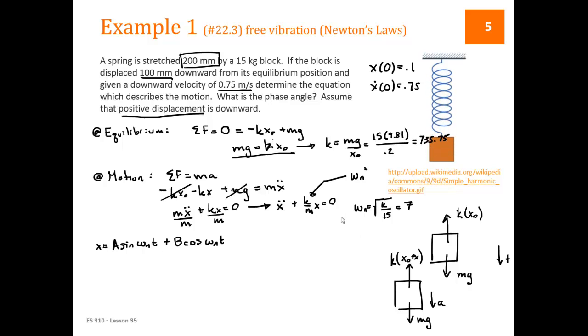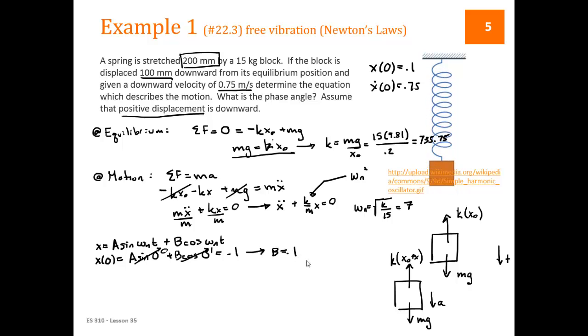So at time equal to 0, x is 0.1. So x of 0 is equal to a sine of 0 plus b cosine of 0, which is equal to 0.1. Cosine of 0 is 1. Sine of 0 is 0. So this will give us that b is equal to 0.1.